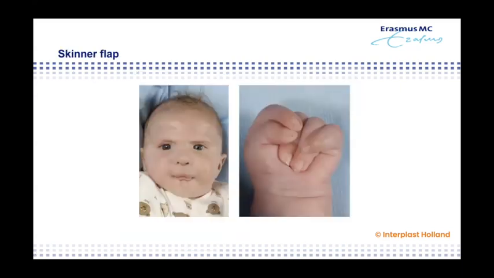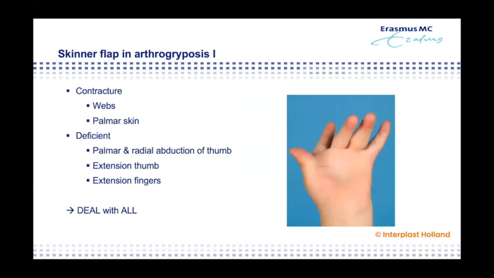So this is a child with Freeman-Sheldon. It's an arthrogryposis syndrome with hands like this at birth, and we splint them, and then it's an enormous improvement, but still with contractures of the webs and of the palmar skin, with deficient palmar and radial abduction of the thumb, extension of the thumb, and extension of the fingers. So if you want to deal with this first web, you have to deal with the thumb as well, and with the skin on the volar side of the thumb, so you have to do the whole lot.